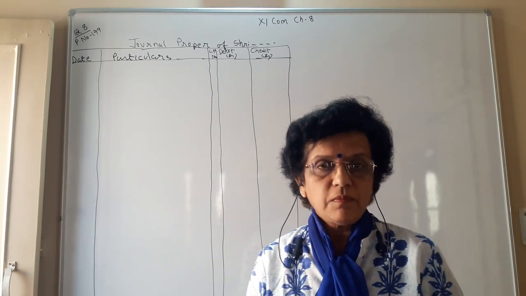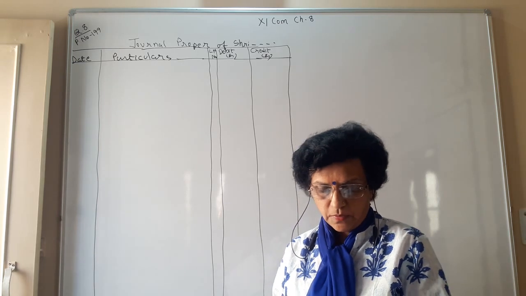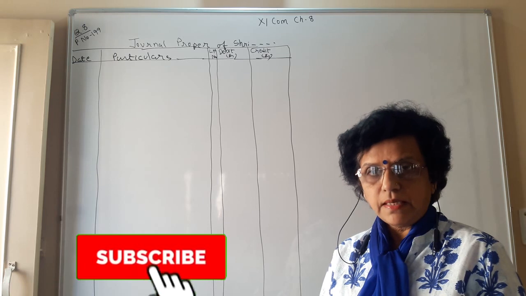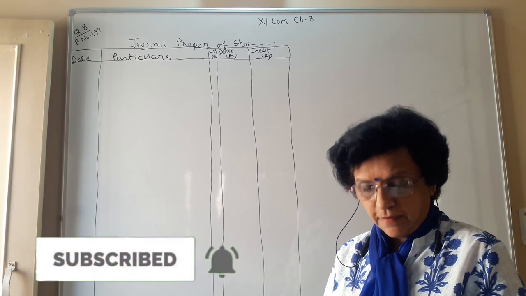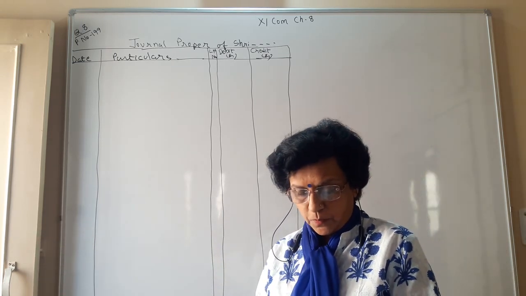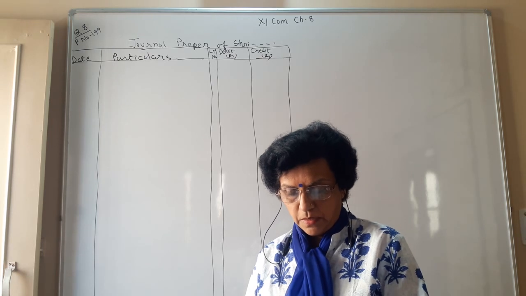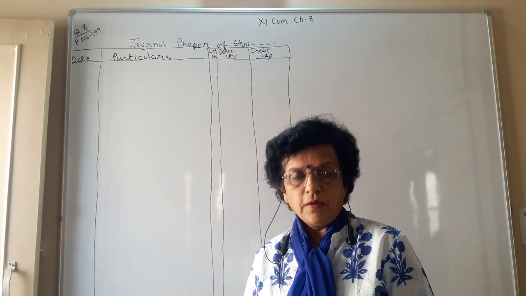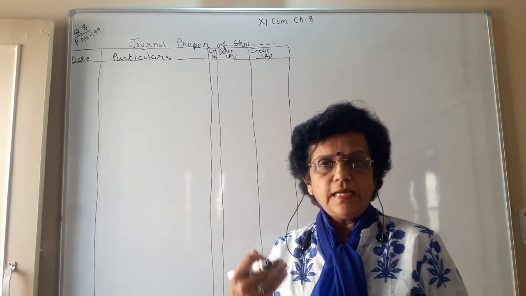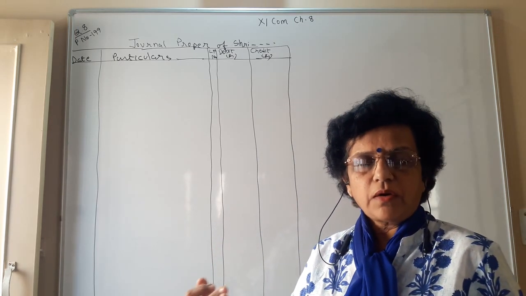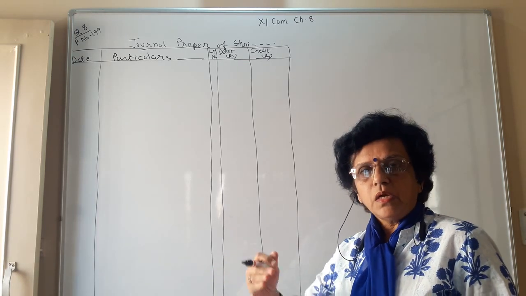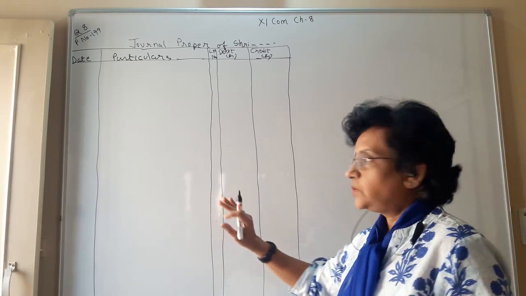Look at page number 199 of your textbook, question number 8. Pass the journal entries from the following transactions in journal proper. Transaction number 1: rupees 700 received from Renuka is recorded in Bhumika's account. One trader has paid the money and you have recorded it in another trader's name. So we need to find out how the rectification is to be done.